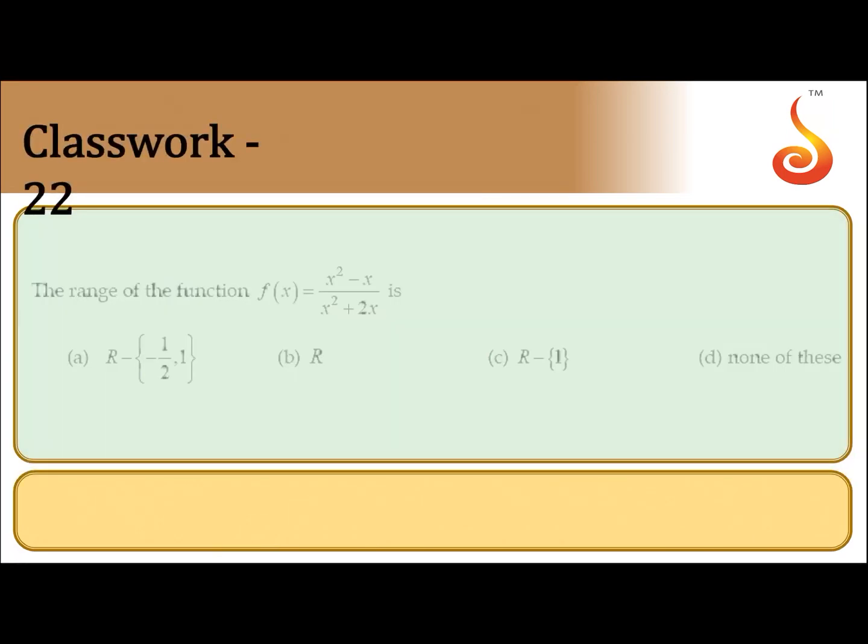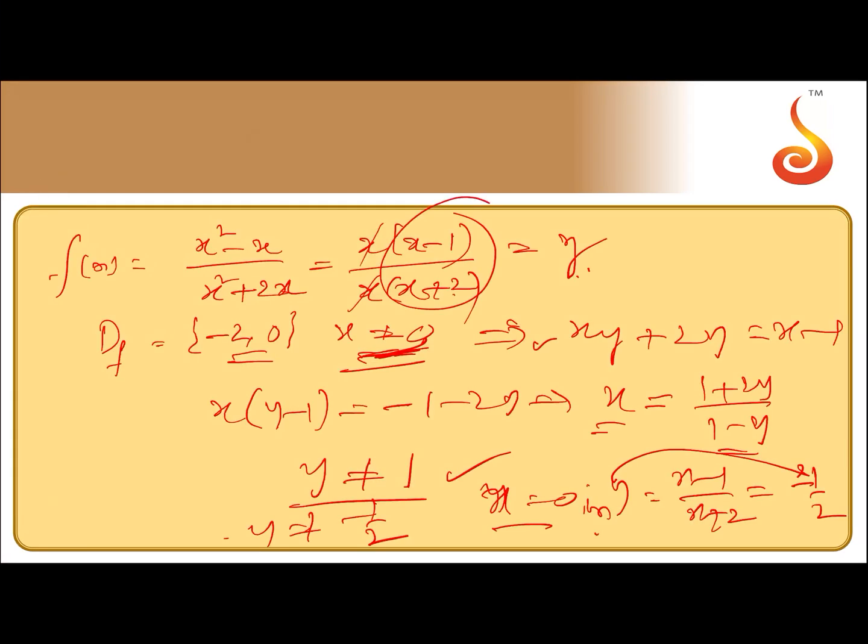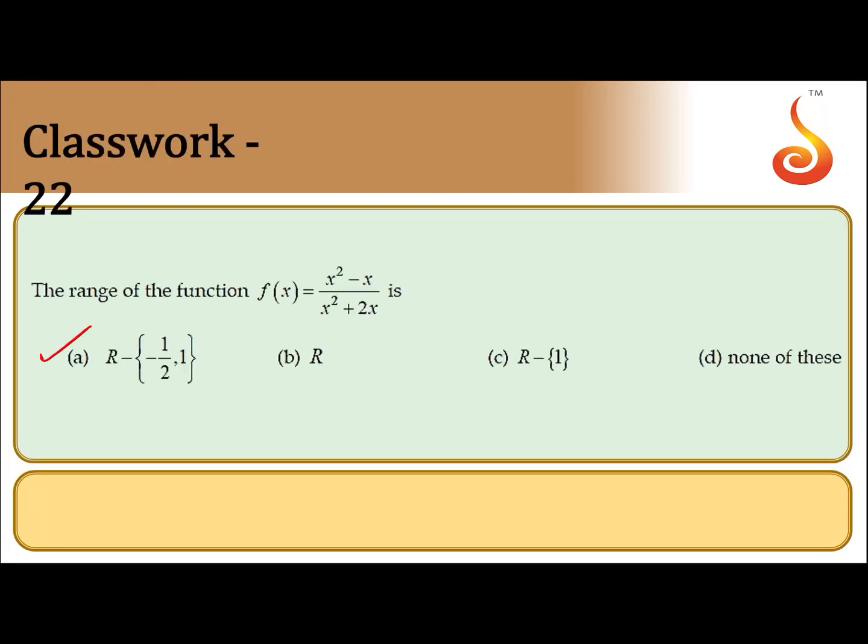So therefore, the correct answer for the problem is minus half comma 1. Therefore, y cannot be equal to 1, and y cannot be equal to minus half. So the answer is the first option.